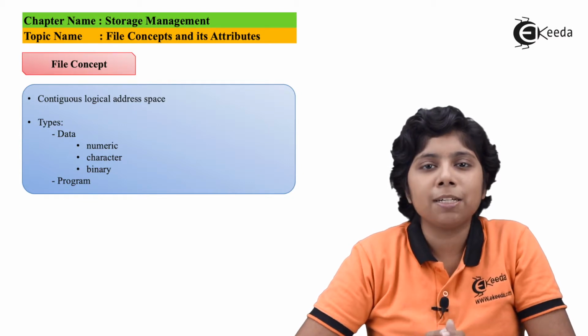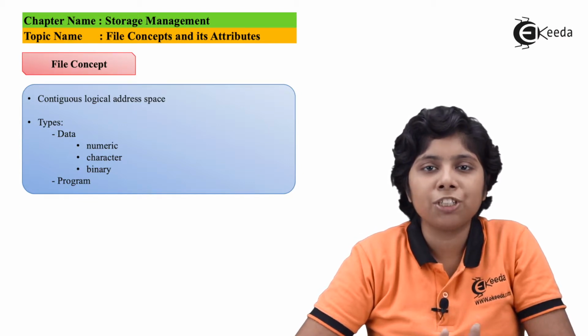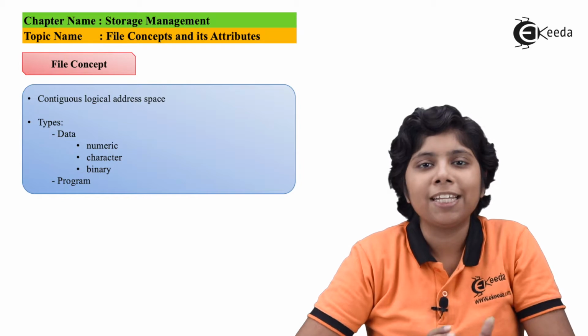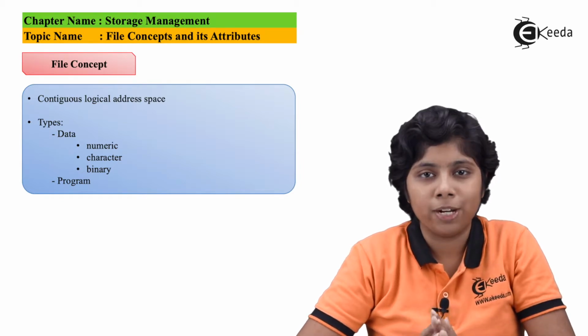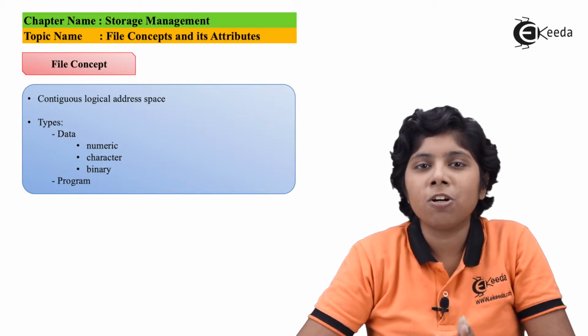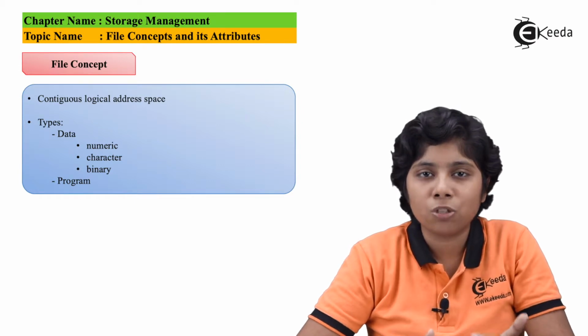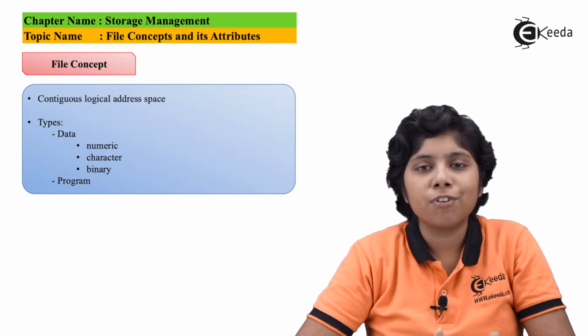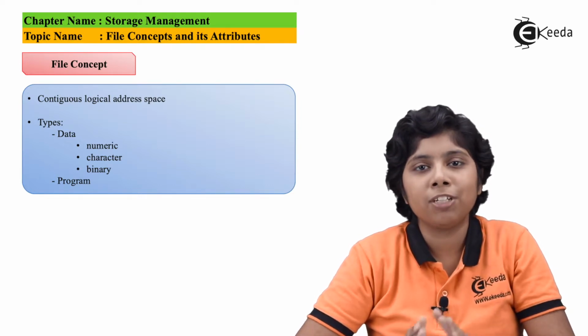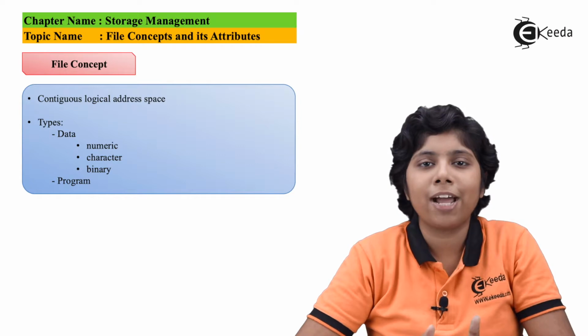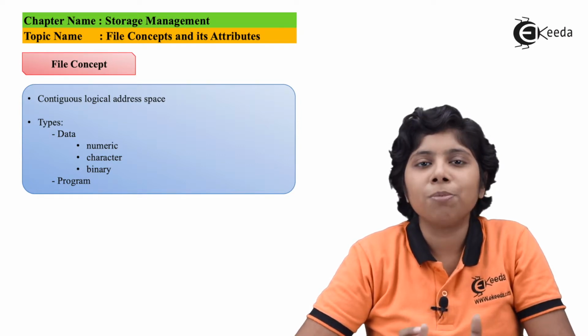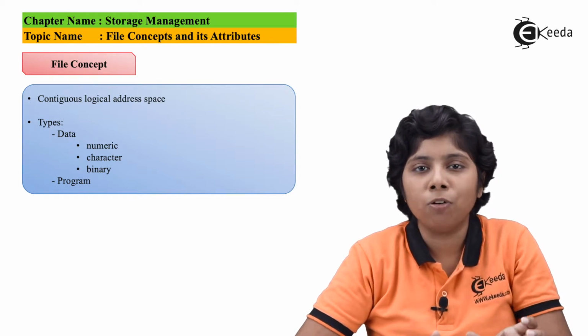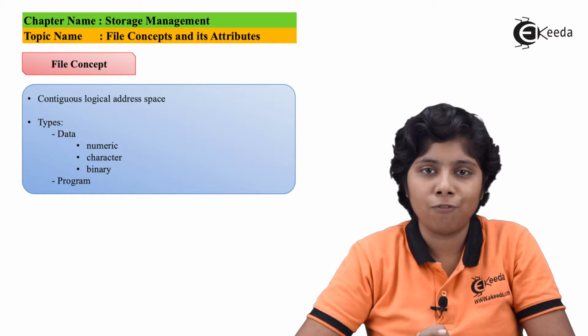A file is conceptualized as a named collection of related information that is recorded on secondary storage. That means we cannot write to or access on secondary storage any information that is not within a file. First we need to put the information within a file, then we can write or access it from the disk or secondary storage devices. So from the user's perspective, a file is the smallest allocatable amount of logical storage information.